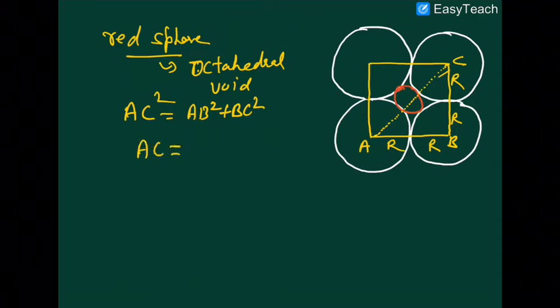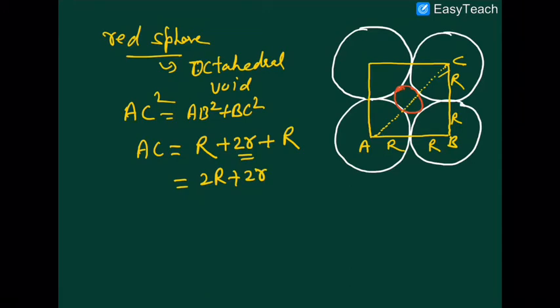AC is equal to the radius of the sphere A, plus the diameter of the red colored octahedral void, plus the radius of the sphere C. Okay, are you sure about that? This value represents twice of R plus 2r. Okay, and AC equal to what?